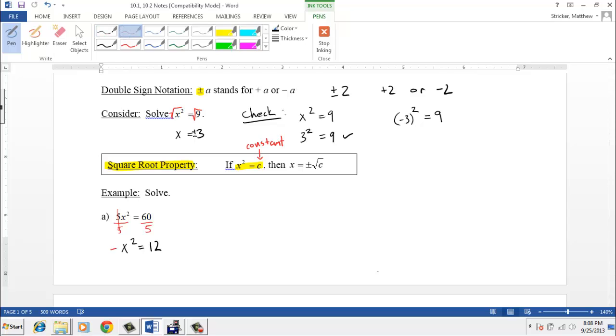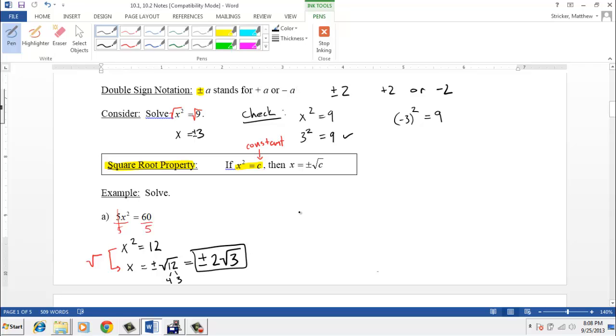And now we can apply the square root property. We can square root both sides. When we square root both sides, of course on the left hand side the square cancels and we just get x. And on the right hand side, this is where we need the plus or minus, and we need the square root of 12. This simplifies down to plus or minus 2 square root of 3, because 12 is 4 times 3 and the square root of 4 is 2. And so we could write our answers like this.